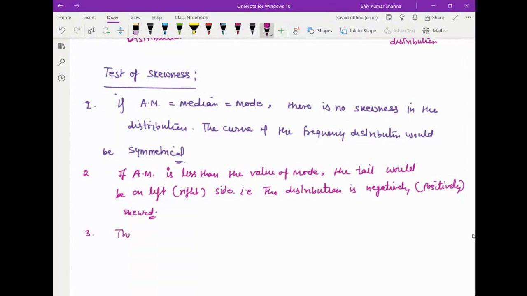Third point, if the quartiles are equidistant from the median, then there would be no skewness.